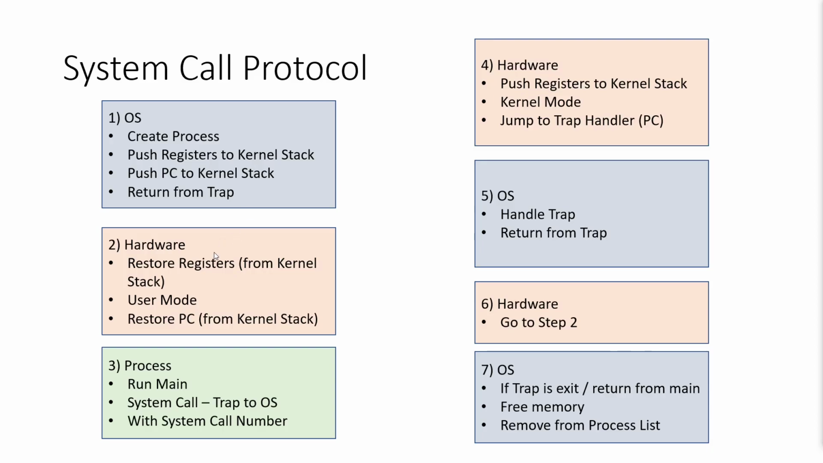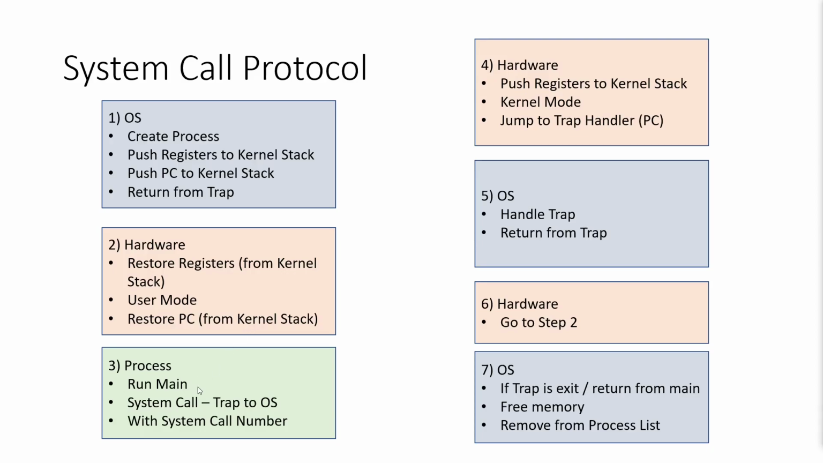That's going to switch over to the hardware. It feels weird that we push the registers, but it lets us use this return from trap instruction, and we'll see in a second why this is important. It gives us one function to do everything. We restore the registers from the kernel stack so the program can take over. We switch back to user mode, so we just set that bit. Then we restore the program counter, which is pushed onto the kernel stack, and the program can take over.